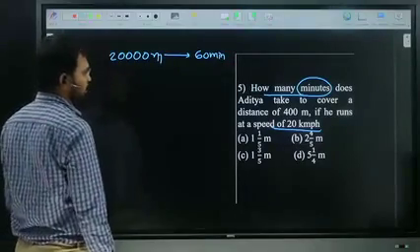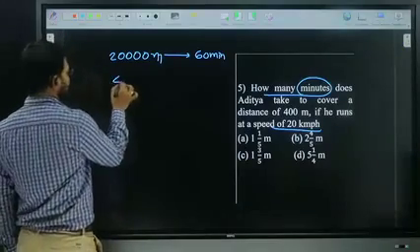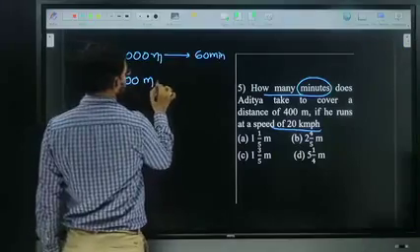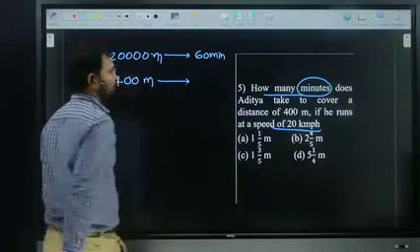They're asking what? So 400 meters, 400 meters, 400 meters in how many minutes?